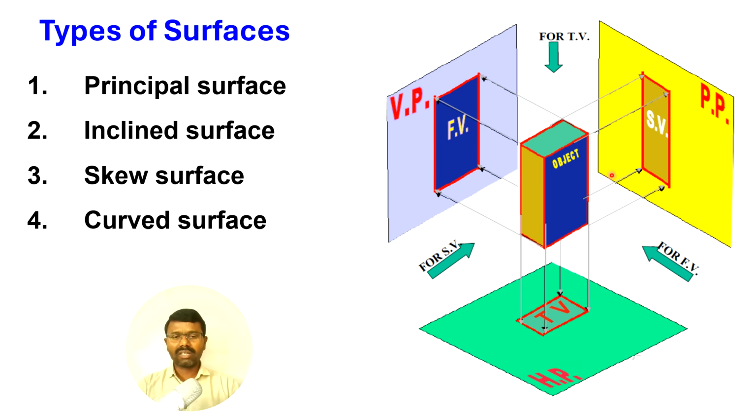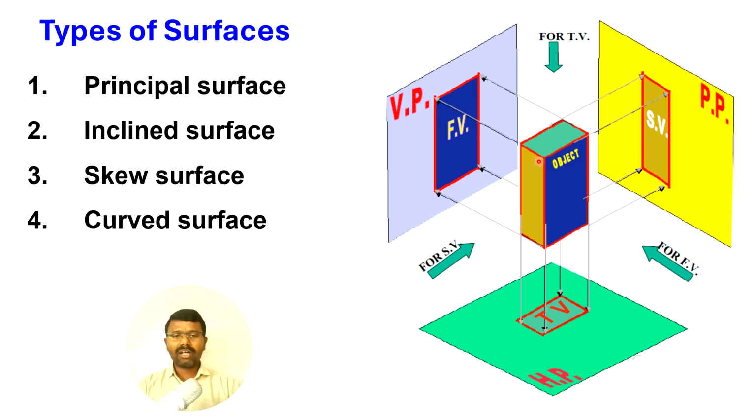Now if you observe this object, this blue color surface is parallel to the vertical plane, so this is a principal surface. And this yellow color surface is parallel to the profile plane, so this is also a principal surface. And the green color surface is parallel to the horizontal plane, so it is a principal surface. Any surface which is parallel to any one of the principal planes is called a principal surface. And these principal surfaces will be visible with true dimensions in one of the views. Because this is a principal surface, it appears with true dimensions in the front view, so that will be drawn on the vertical plane.